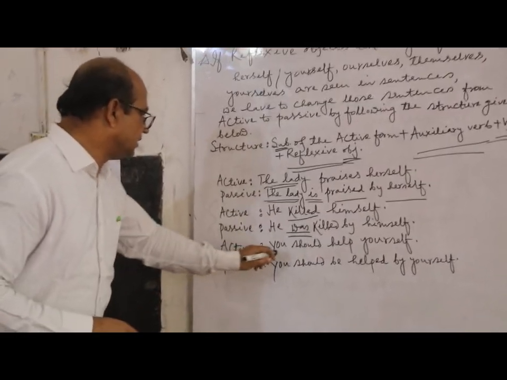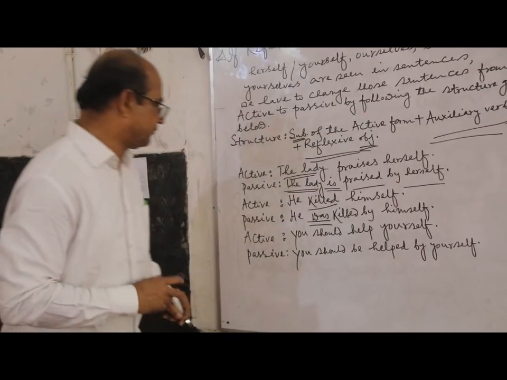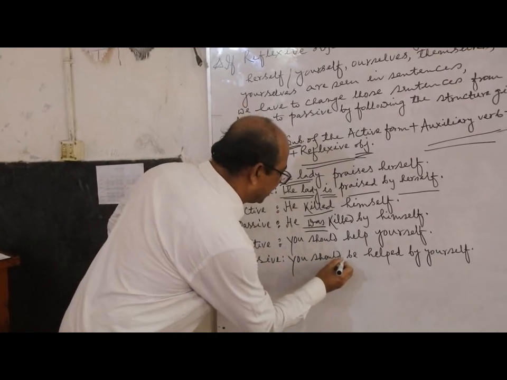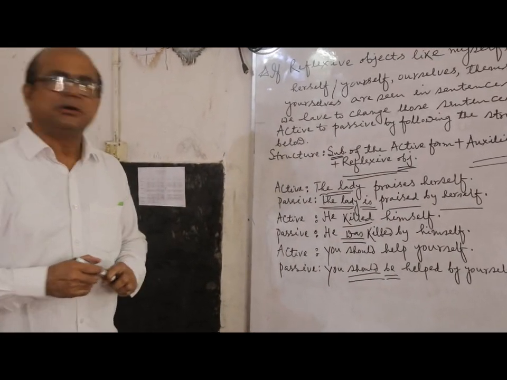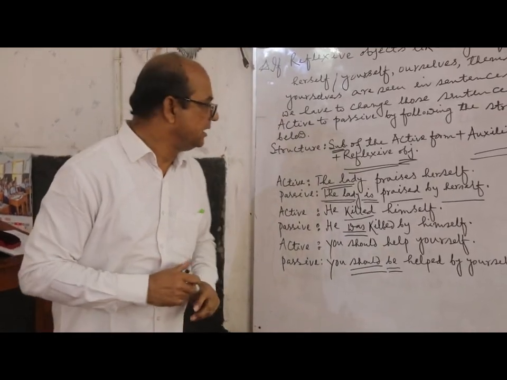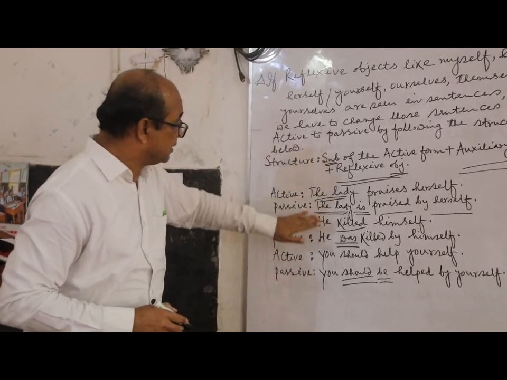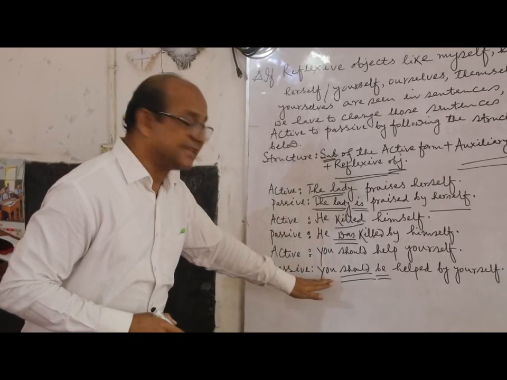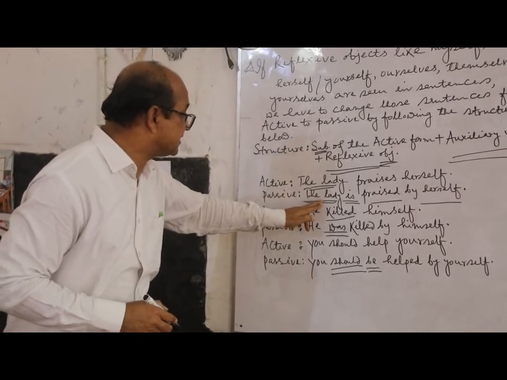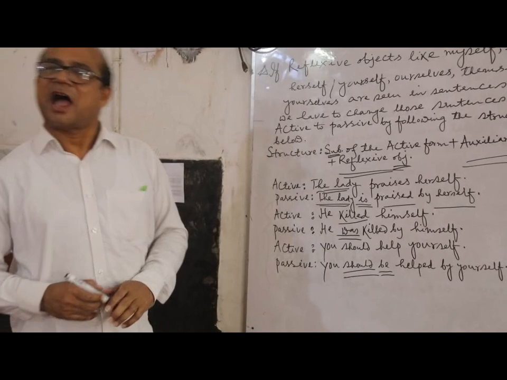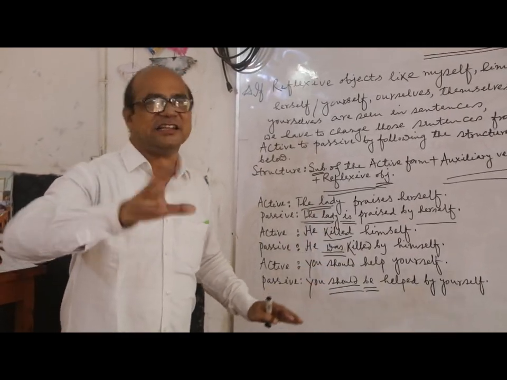And the next one, you should help yourself. You should be helped by yourself. So you know, in case of modal auxiliary, we always use be while changing the sentences from active to passive. So what have you seen? You have seen in this case subjects remain as usual. That means the subject of active voice has been used as the subject of passive voice. I hope all of you will realize it and understand it easily.